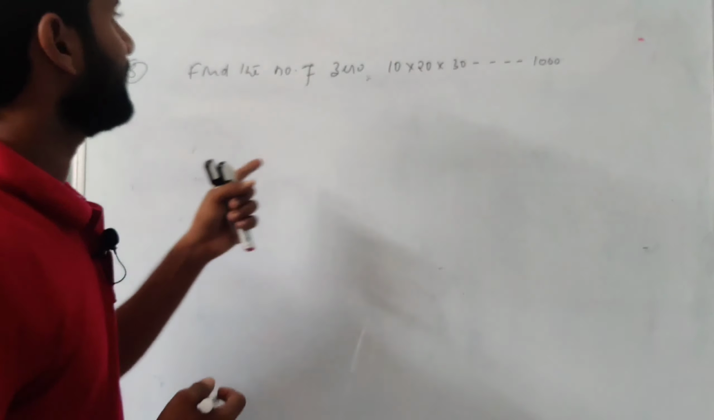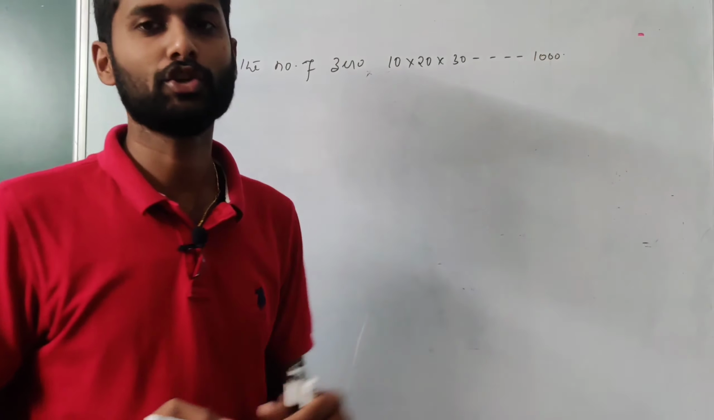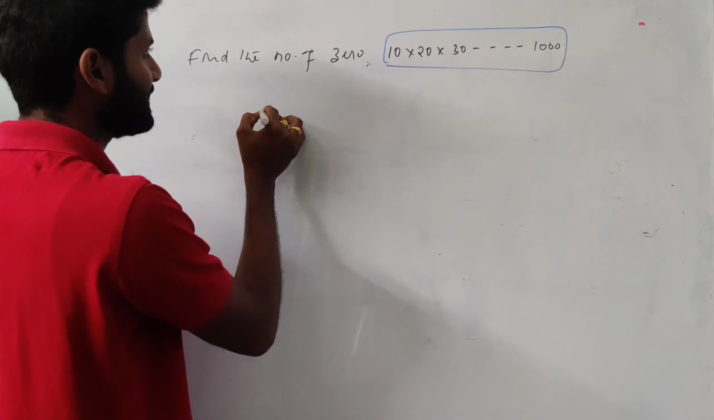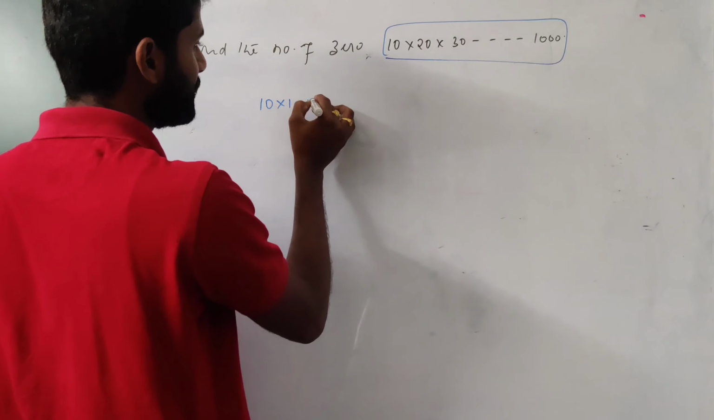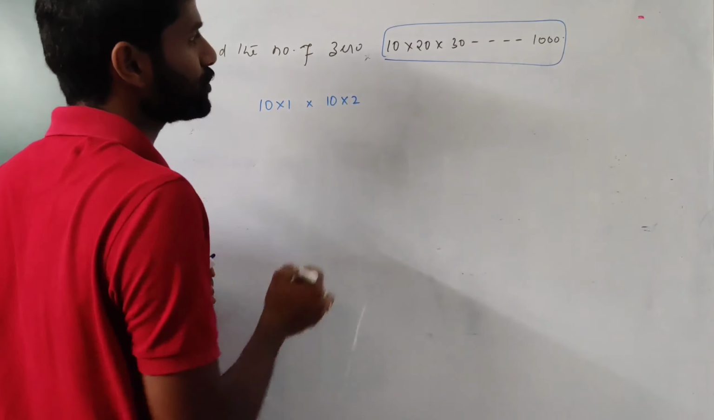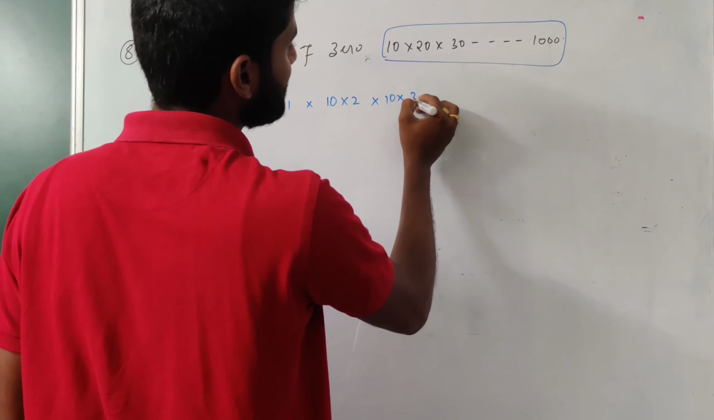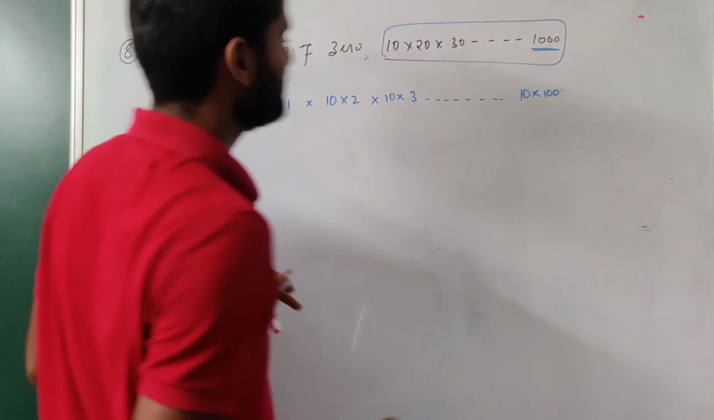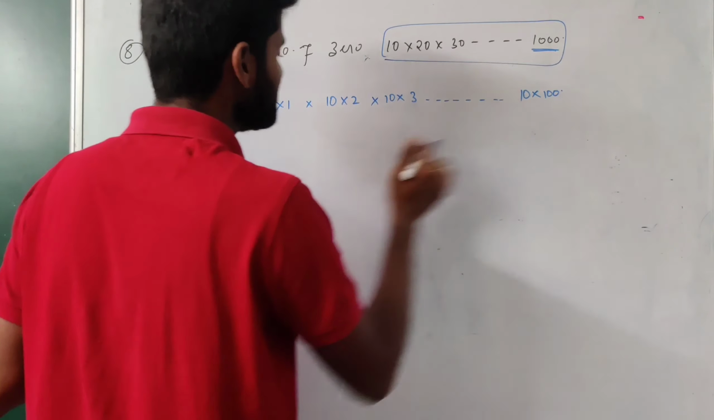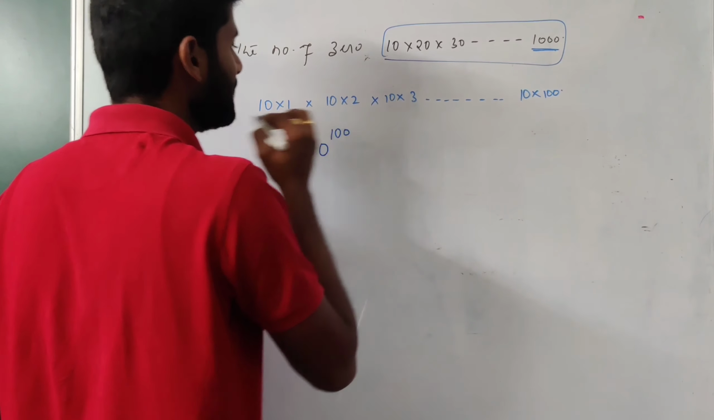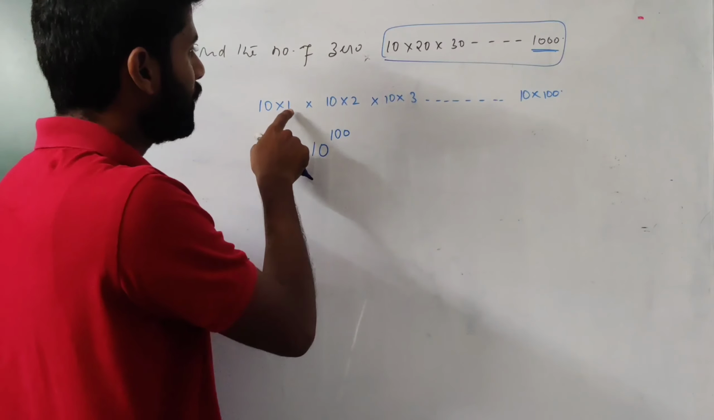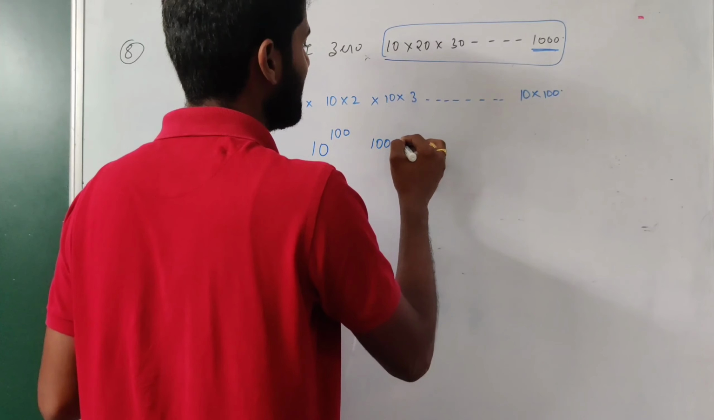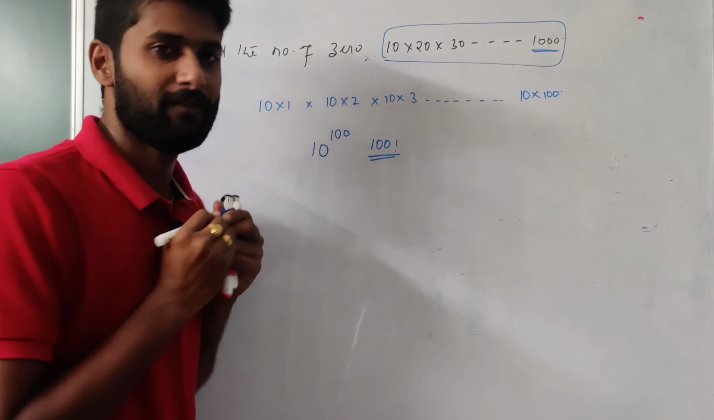Okay, see. Find the number of zeros in 10 into 20 into 30 into up to 1000. See, first convert this into a normal format. I can write this as 10 into 1 into, again 20 can be written as 10 into 2, 30 can be written as 10 into 3, up to 1000, which can be written as 10 into 100. Then the total number of 10's in this expression is exactly equal to 10 power 100. And here 1 into 2 into 3 into 4 into 5 up to 100, I can write as 100 factorial.